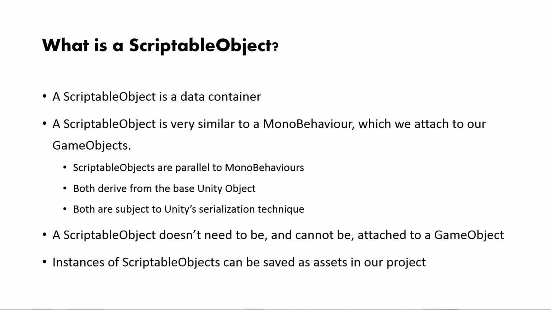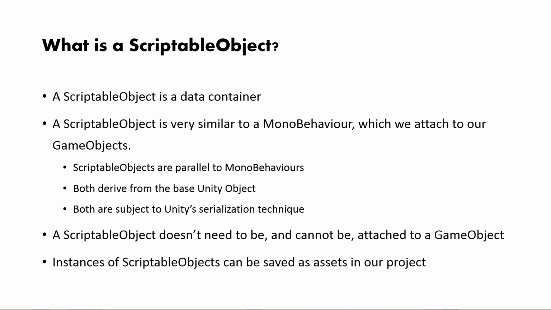Scriptable objects are very similar to monobehaviors, which are the scripts that we attach to our game objects. The scriptable object is in parallel to monobehaviors. Both of them derive from the base Unity object. So they're Unity objects. They're squarely in the world of Unity, and they both are subject to Unity's serialization technique. We're going to talk a lot about serialization in this first half. Not necessarily something that you need to know to be able to use scriptable objects, but it's a good thing to get an idea of what's going on under the hood.